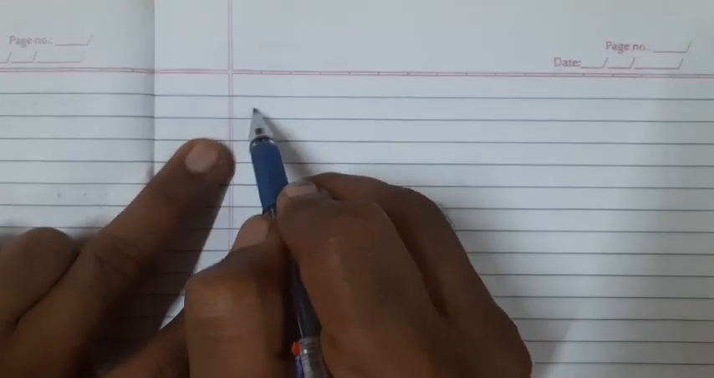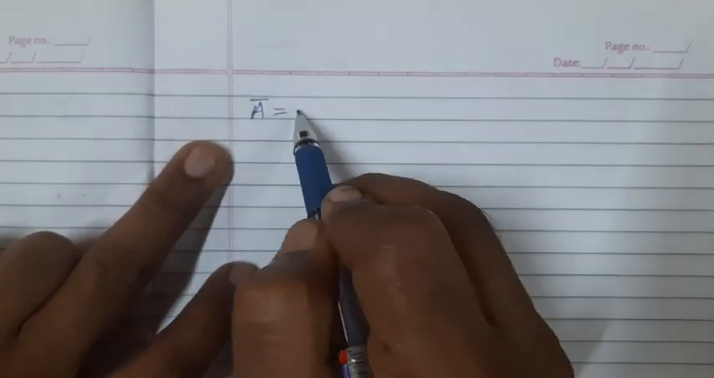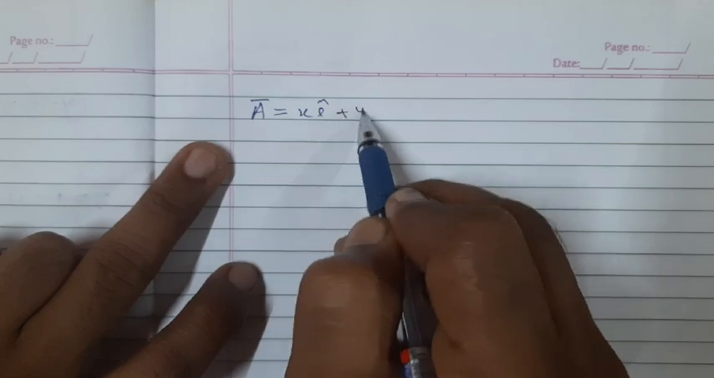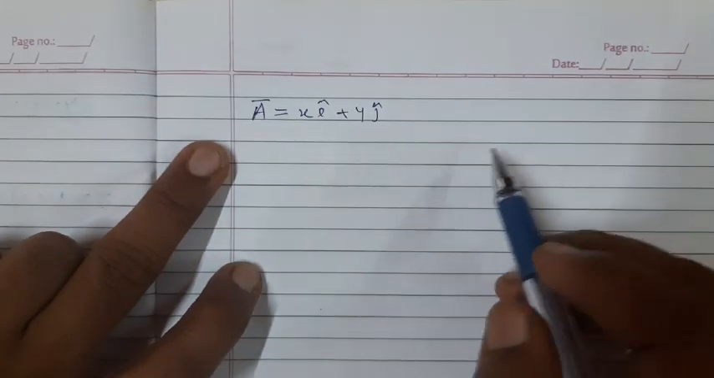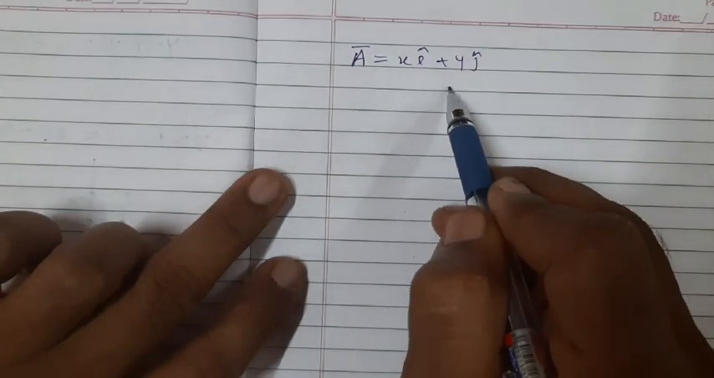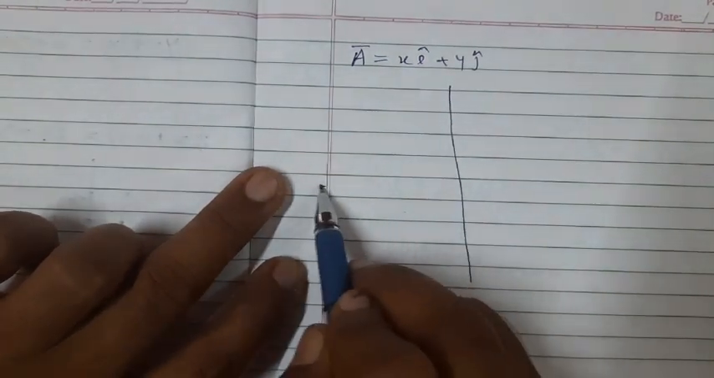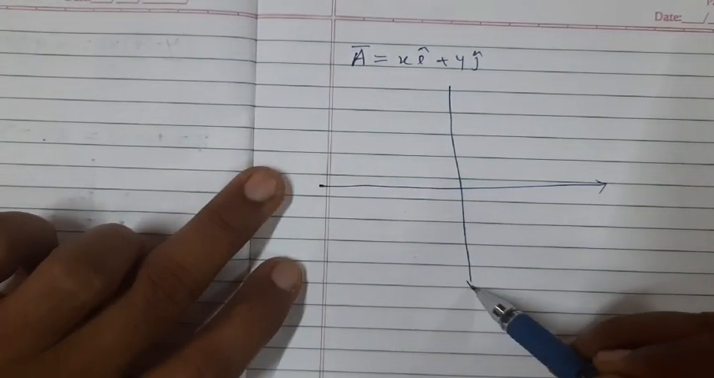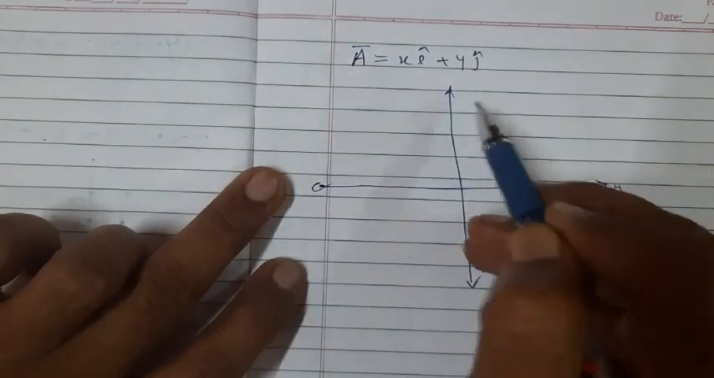For example, if I write A bar is a vector function which is x i cap plus y j cap. It is a very simple vector function. I will be representing a very simple vector function first. Then how can I plot this vector function? I will have to plot the xy axes. This is the x axis. This is the y axis.